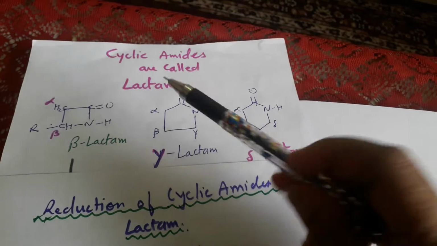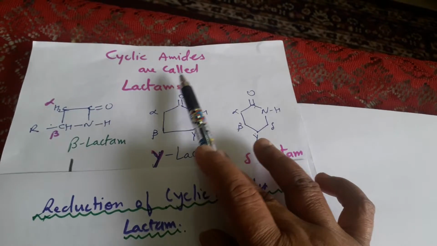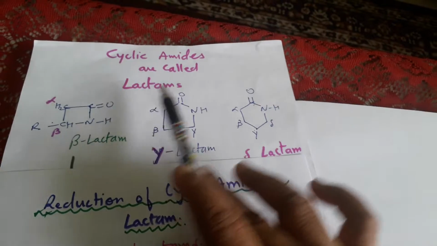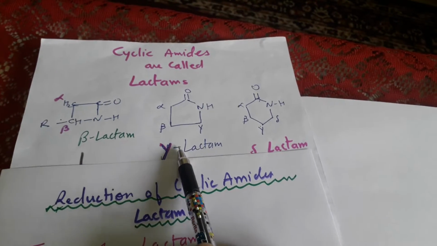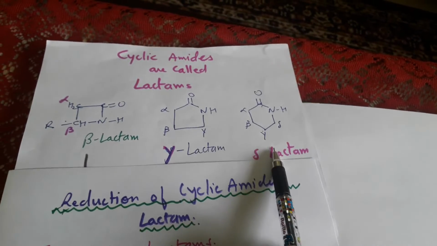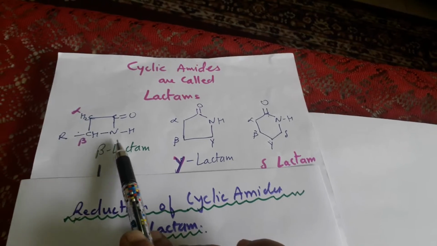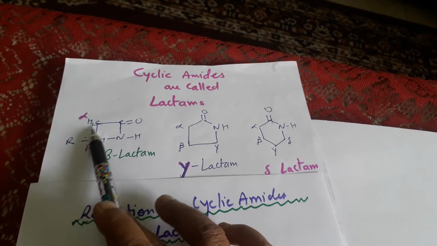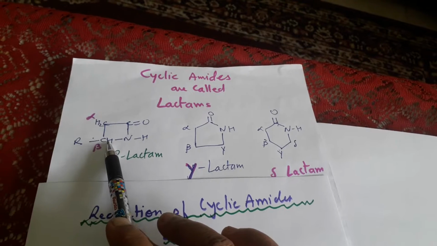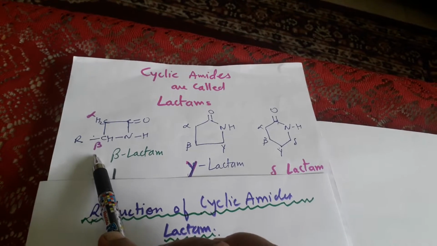Today we will discuss cyclic amides. Cyclic amides are also called lactams. See here: beta lactam, gamma lactam and delta lactam. What is beta lactam? See here, 1, 2, 3. There are 3 carbons here. This is the alpha carbon and this is the beta carbon.